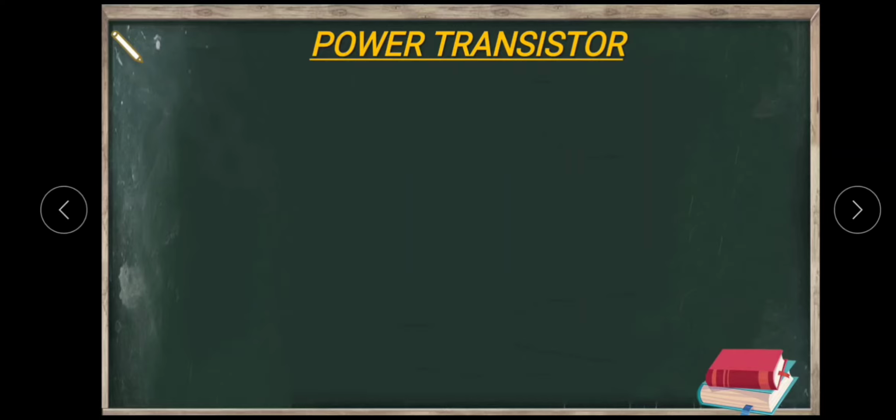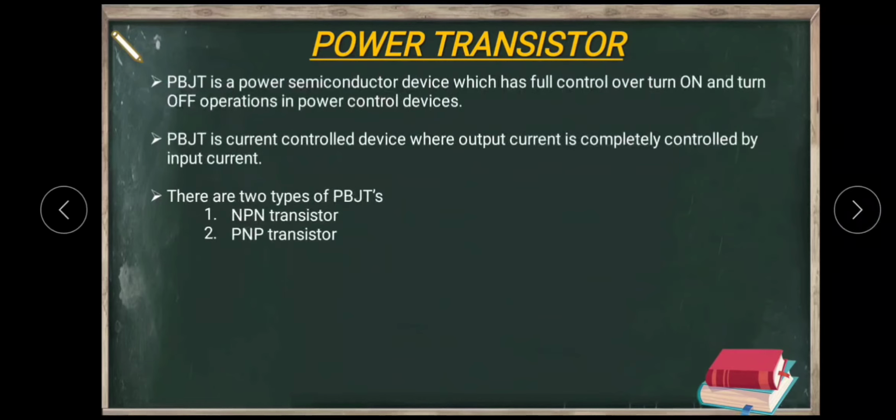In this power transistor, there are two types of PBJTs. One is NPN transistor, the other one is PNP transistor. So we'll discuss types of transistors one by one. First one, let us consider NPN transistor. NPN transistor is similar to an ordinary transistor, but these transistors are used for switching applications.